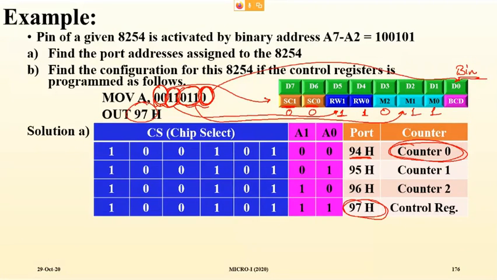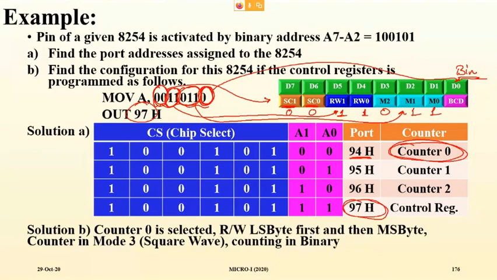Clear? So this is all that you can decode from two lines of program. Only two lines of program. So counter 0 is selected. Read/write LSB first, then MSB. Counter is working in mode 3, which is the square wave generator. And the count that we will be loading will be in the binary format. Clear?